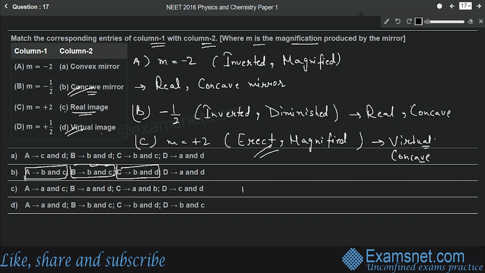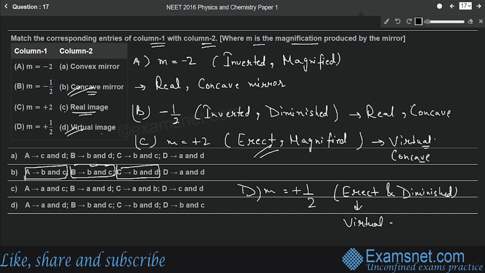And the last one, we have magnification +half. So this time again half means it will be diminished, but plus means it will be erect. Okay, so erect and diminished. And since it is erect, it means it will be virtual. Okay. Inverted means real and erect means virtual.